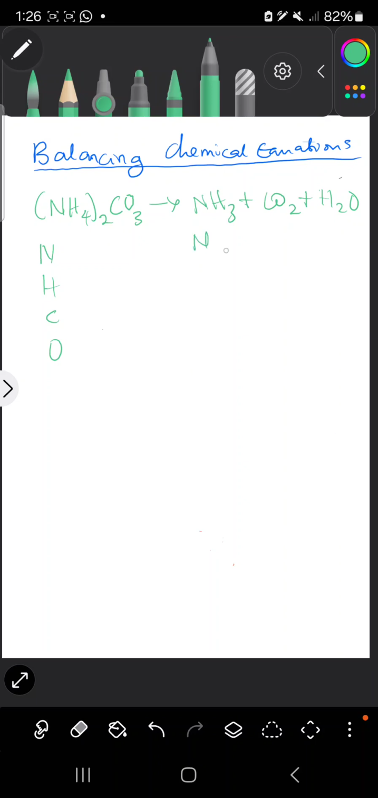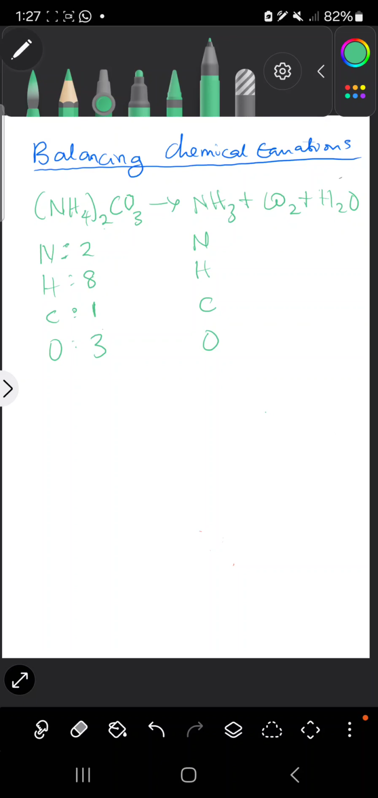So, nitrogen, hydrogen, carbon, and oxygen. By atom, how many nitrogen do you have? Now, it's interesting. This subscript here is multiplying everything in this bracket. Take note of that, please. So it becomes 2 times nitrogen here, which is 2 nitrogen atoms. 2 times 4 for hydrogen, which is now what? 8 hydrogen atoms. Carbon, of course, is 1. 1 carbon atom. Oxygen is 3.